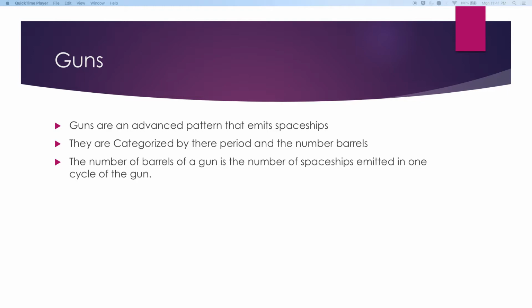Guns are life patterns that emit spaceships. They are similar to an oscillator, since the gun does not deviate from its fixed set of states. However, guns produce projectiles. They are categorized by three main attributes: size, period, and the number of barrels. The number of barrels of a gun is the number of spaceships that are emitted per period.